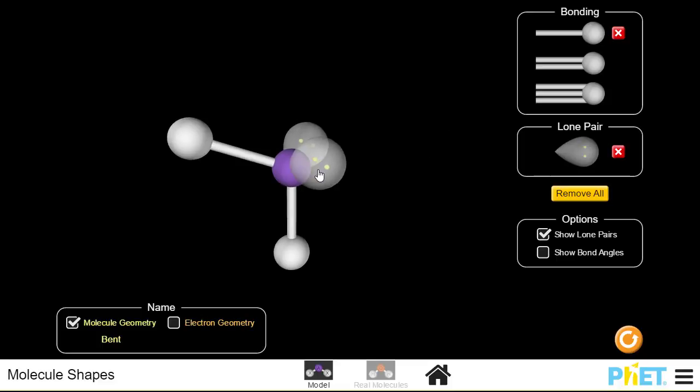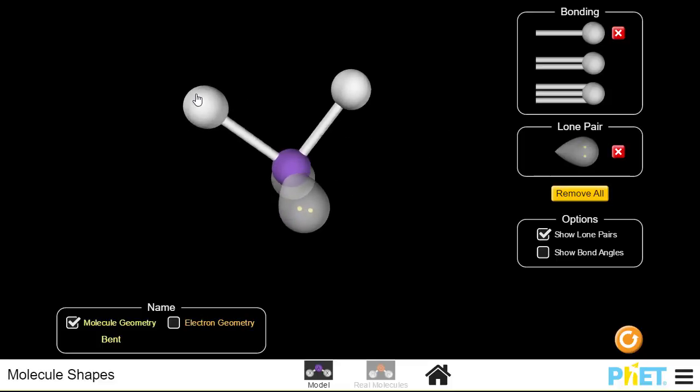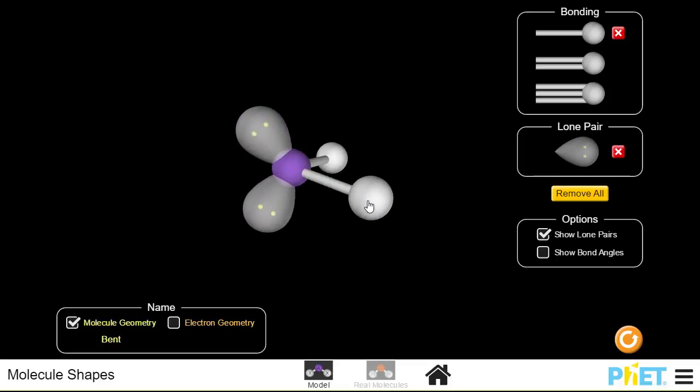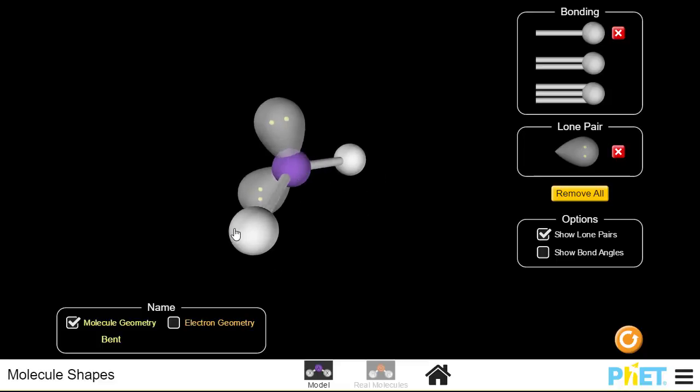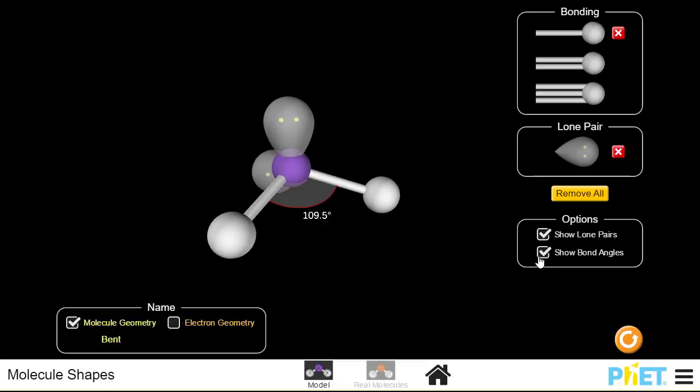If I add another lone pair, you can see that the molecule has changed again. And in this case, it's still bent. The bond angle has changed to 109.5.